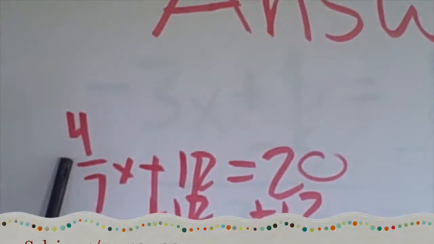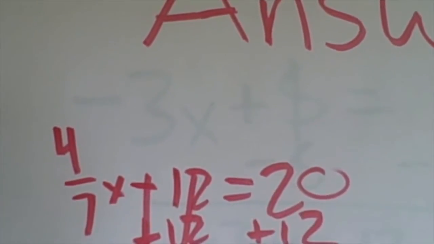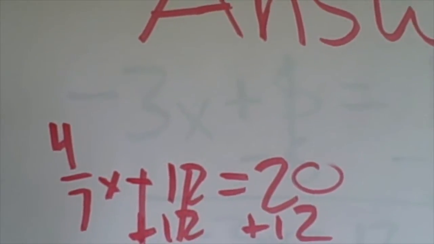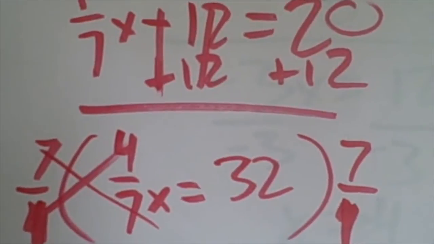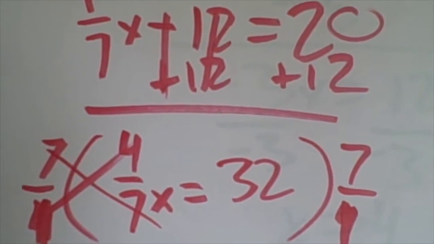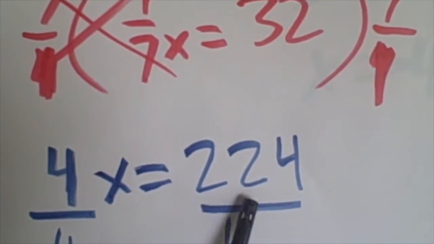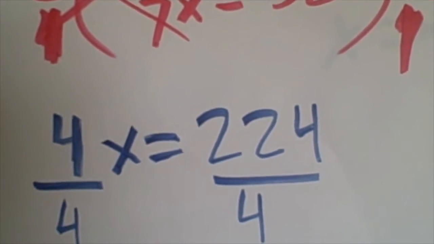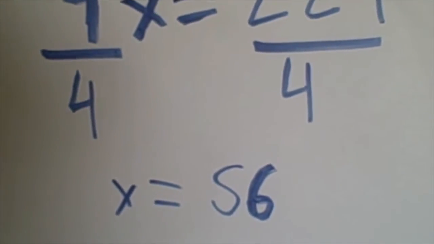Welcome back, y'all. Let's see how you did. So for this problem, 4/7 x minus 12 is equal to 20. You should have done the inverse operation for negative 12 and gotten 4/7 x equals 32. Then you get rid of the fraction by doing 7 over 1 to both sides, and it becomes 4x is equal to 224. You divide by 4 on both sides to isolate the variable, and x is equal to 56.